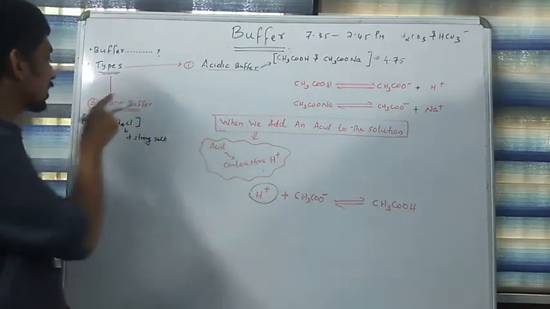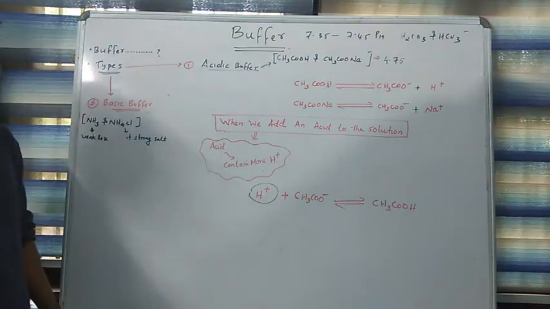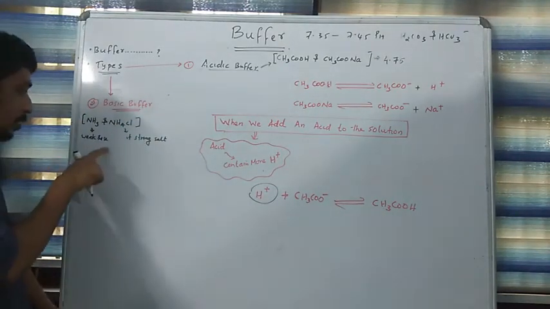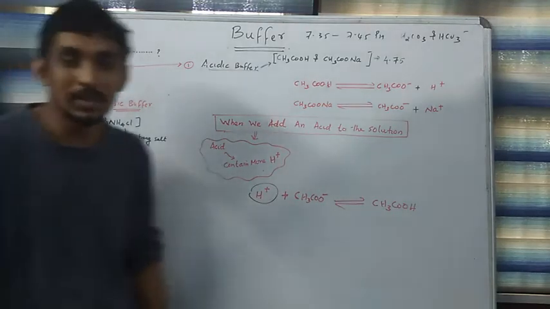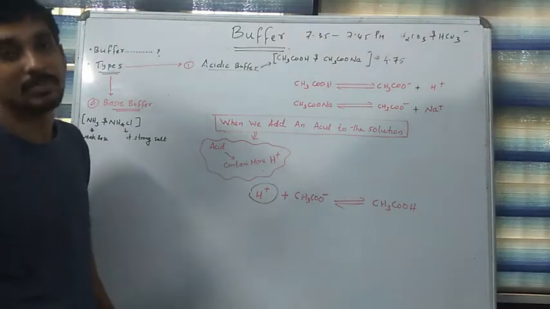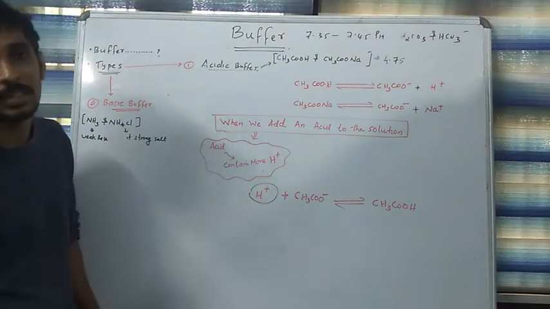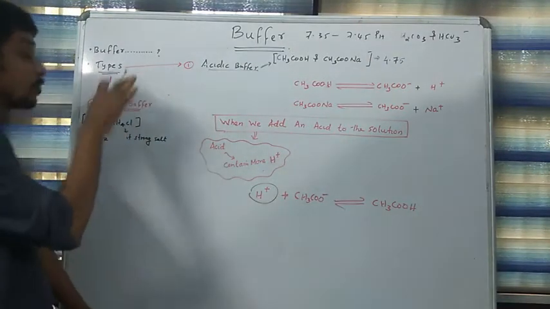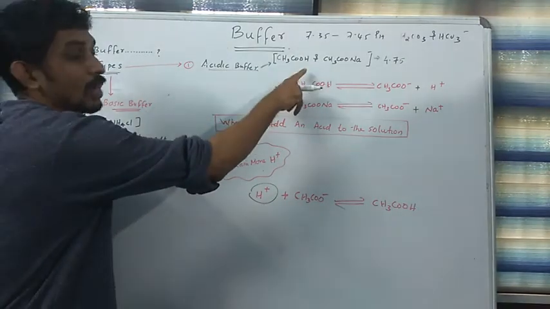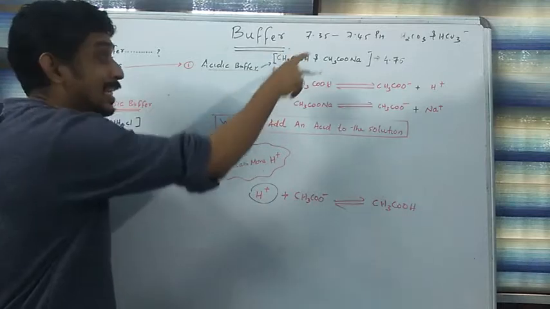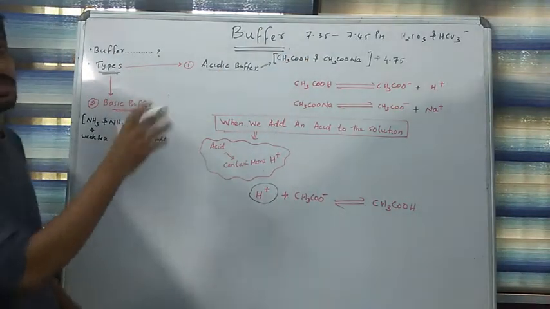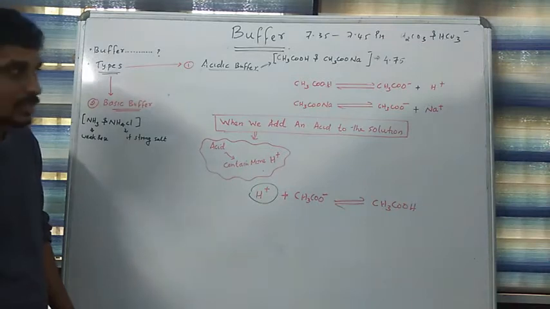When we take the case of a basic buffer, it is a buffer which contains a weak base and one of its strong acids. That is called a basic buffer. Here, a weak base and one of its strong acids. In the acidic buffer, it was a weak acid and one of its strong bases. Here, it is vice versa. That is the concept.